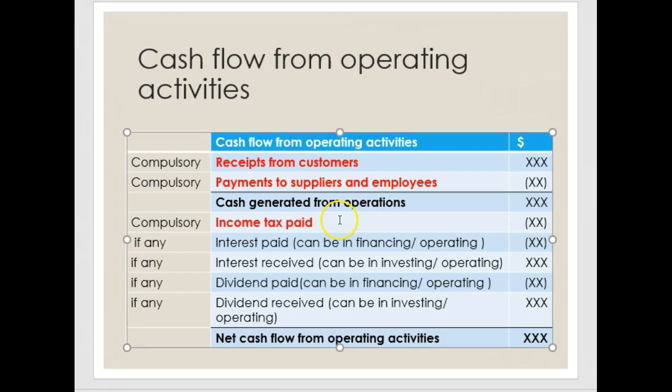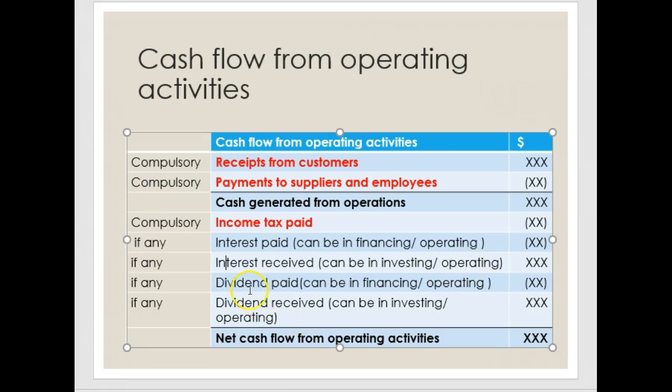And then minus off your income tax paid, and then minus off the interest paid. Interest paid can either be in financing or operating. It depends on the question. If the question asks you to treat interest paid as a financing activity, you need to put it in your financing activities. If the question didn't mention anything, you can either put it in financing or operating. Next will be interest received. Interest received can be in either investing activity or operating activity. It depends on the question again.